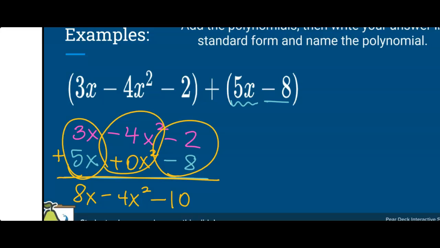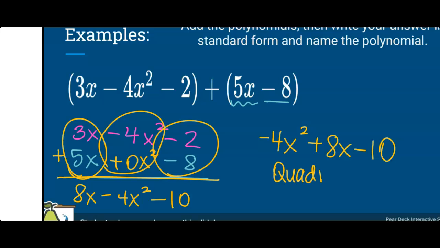I always write my answers in standard form. So I'm going to have negative 4x squared plus 8x minus 10. And once again, I have a quadratic trinomial. Hopefully you understand what that is by the end of this video.